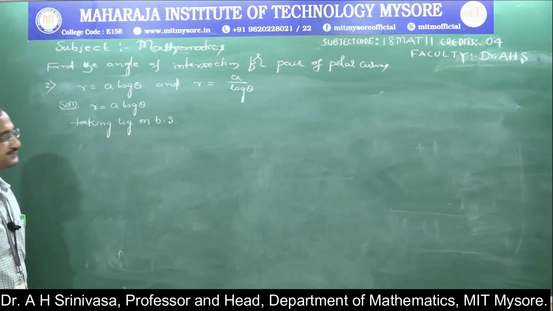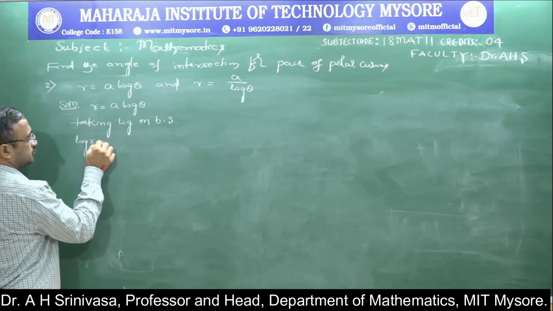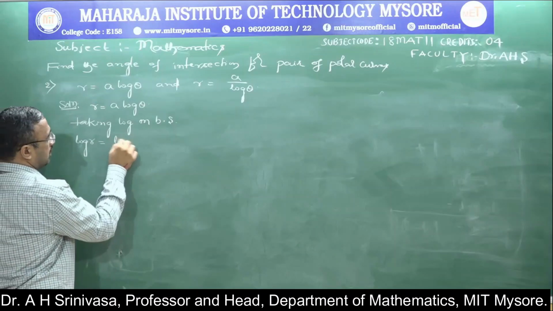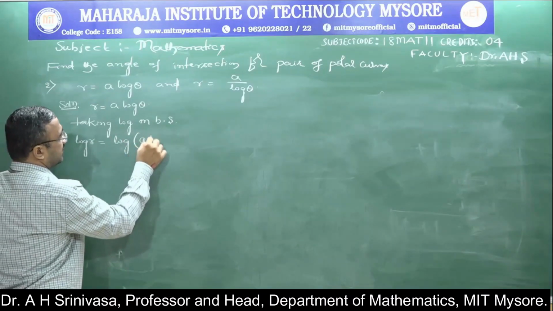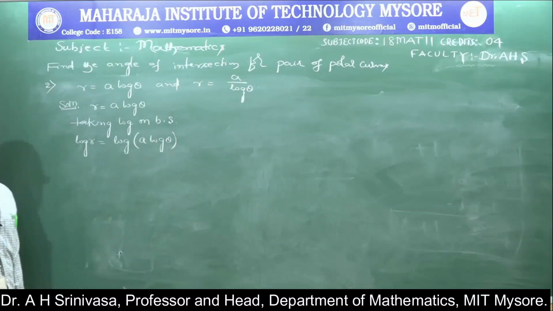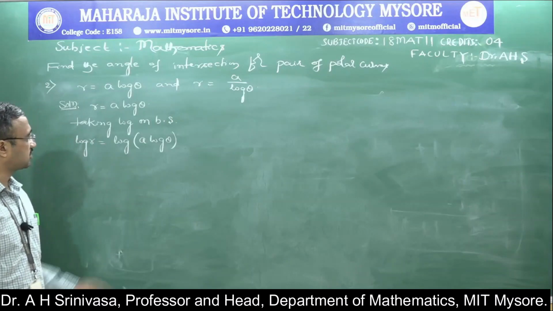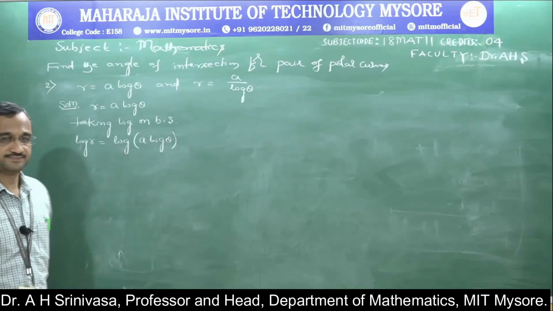Taking log on both sides, this becomes log r equal to logarithm of a into log theta. I have to be careful here now. Already one log is there, we are taking one more log, that is the logarithm of a into log theta.